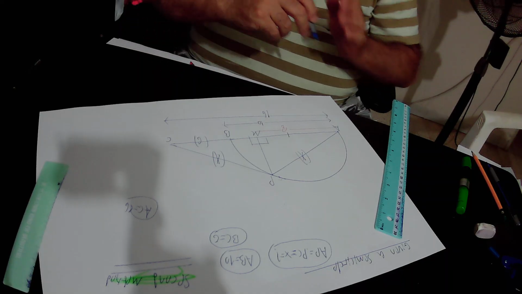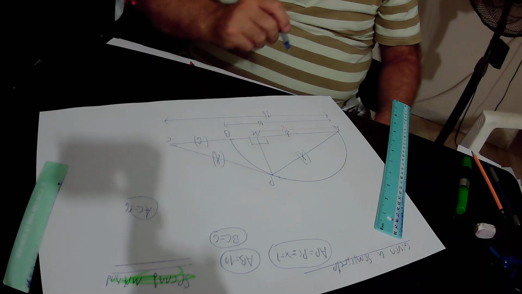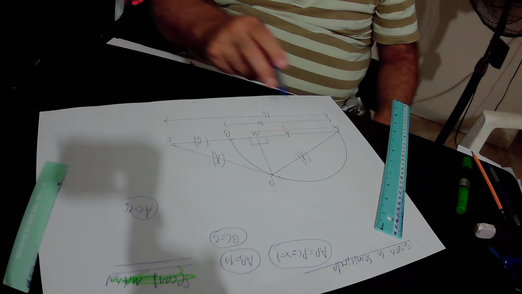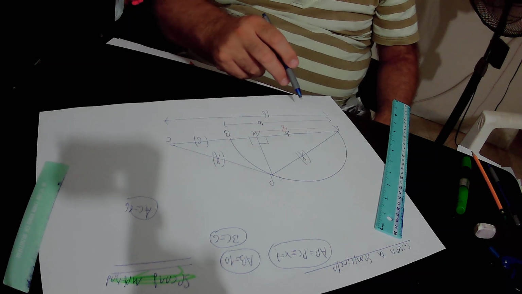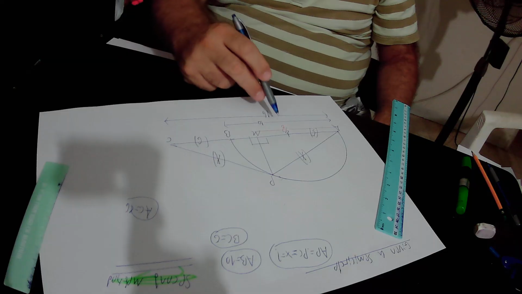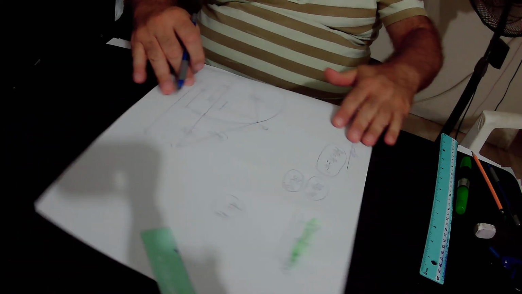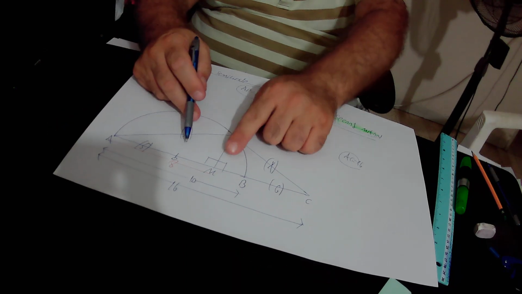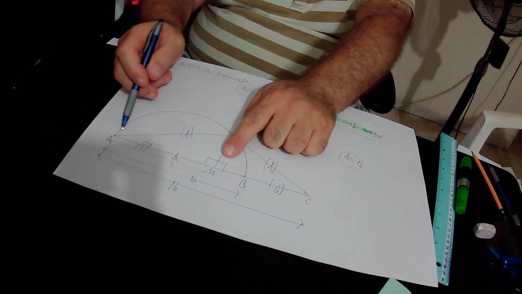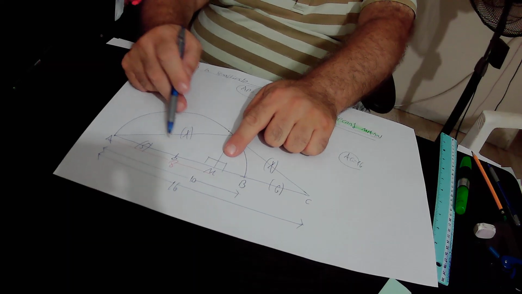We define the center of this semicircle as O. We know that the diameter AB is 10, therefore the radius AO is 5, and the radius OB is also 5. So what is the length of OM? OM equals AM minus AO. Again, OM equals AM minus AO.